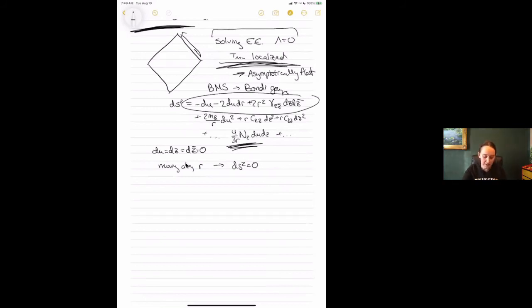So you go about doing that, and then what you find here is that the data that's freely specifiable are going to be these CZZ terms here. So du of CZZ is often called the News tensor. And this can be freely specified as a function of U, Z, and Z bar, in the same way that on my Cauchy slice at a given fixed time, I would want to specify the independent degrees of freedom.